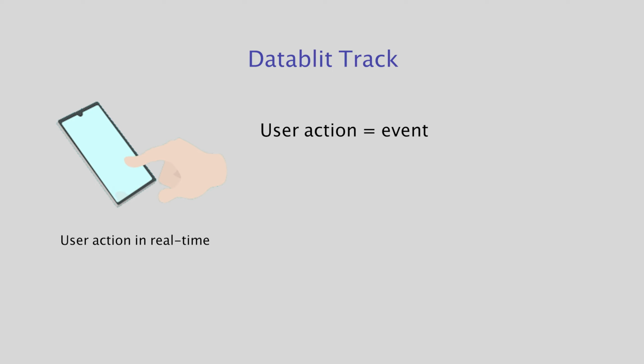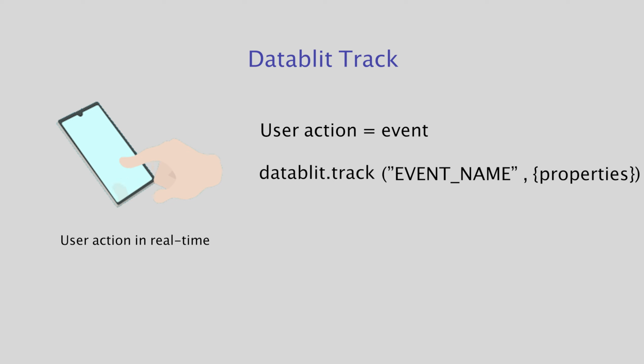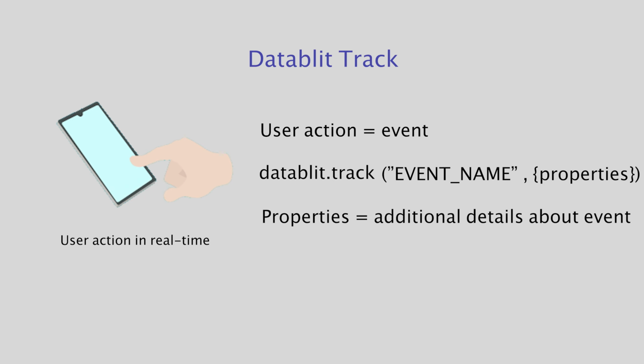The DataBlit track function takes an event name and the properties for additional information that are associated with the event that you want to track along with it. Events will be tracked for each user.